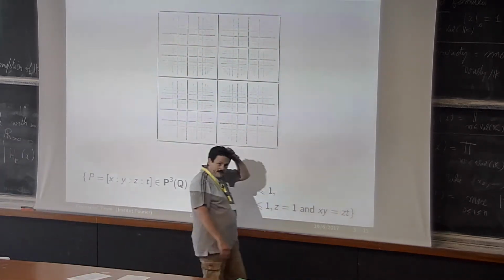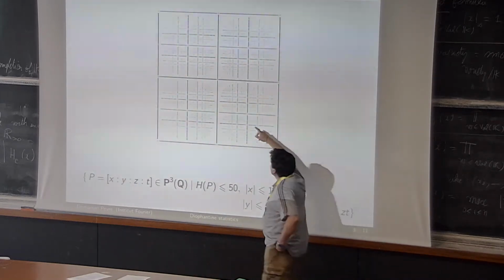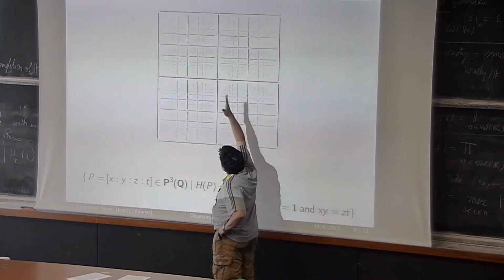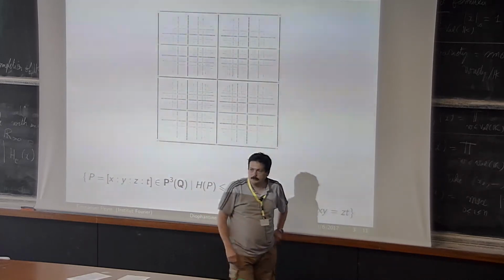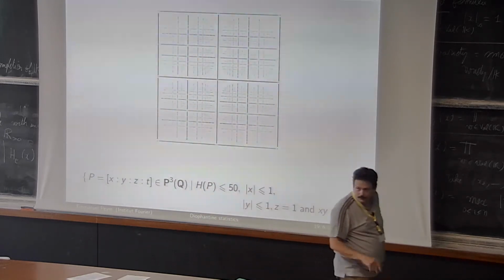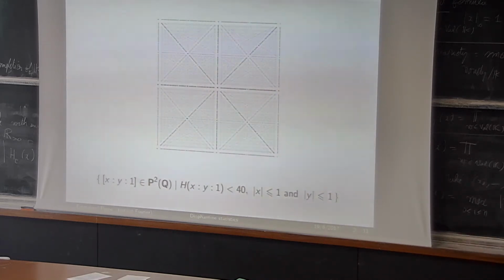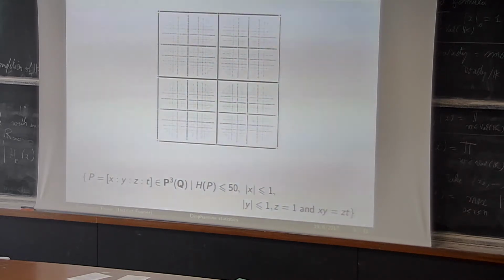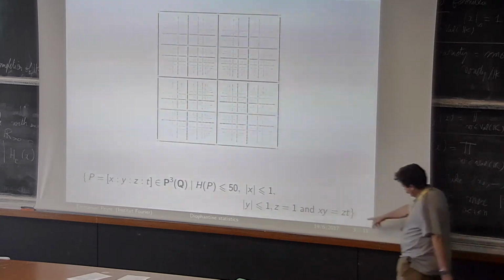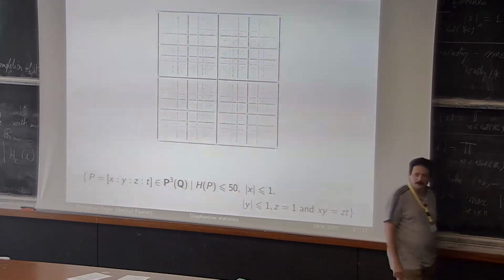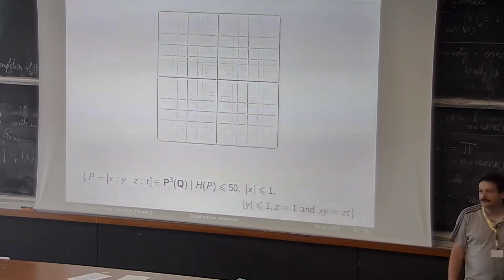So if you think of it as P1 times P1, the horizontal lines and the vertical lines correspond to the fibers of the first and second projection. You see, these sets are defined in the same way, with bounded height, but already you get pictures which do not look the same. OK, so this was the first kind of quadric, but of course there is another kind of quadric, which is a sphere.